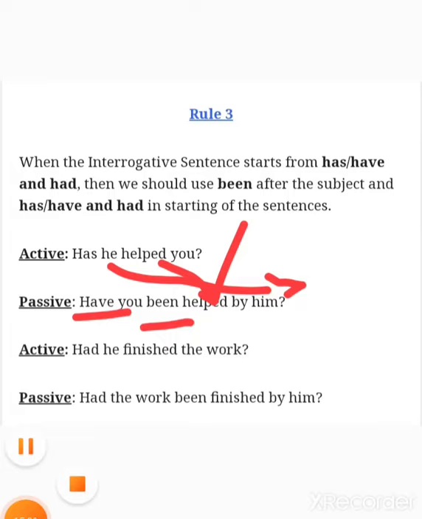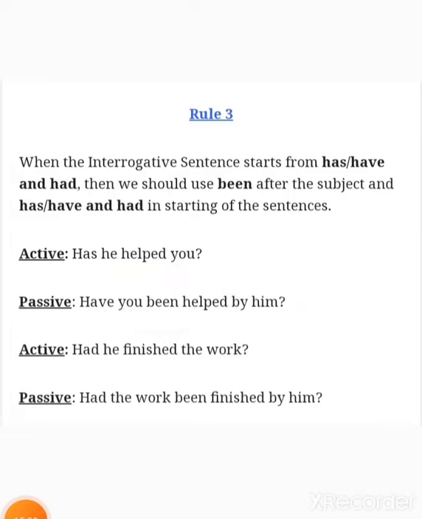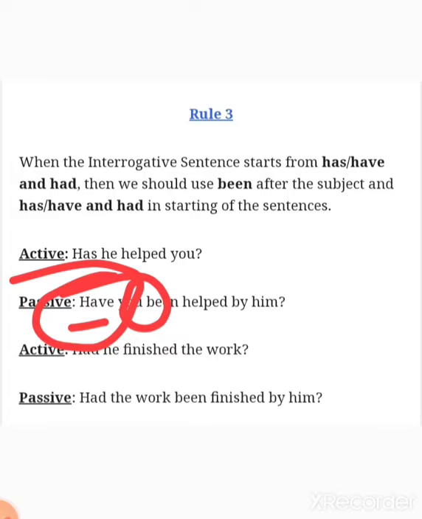I hope, students, that you have understood why I have used have here. Again I am telling, because it is written you. So that is why it is second person. Okay, so after you, you have to use have. In present tense, you cannot use has with you. So that is why I have used have here. Have you been helped by him?